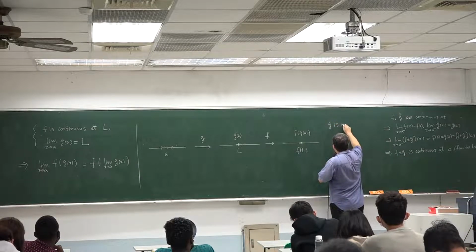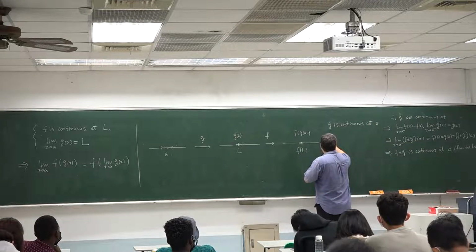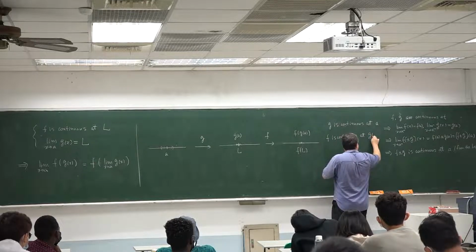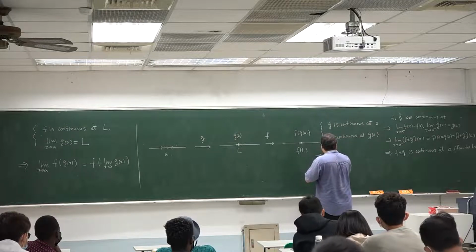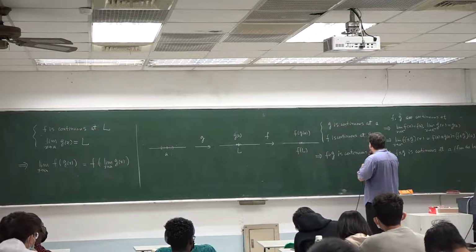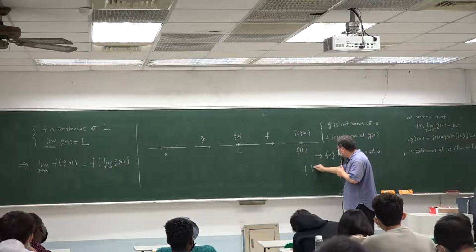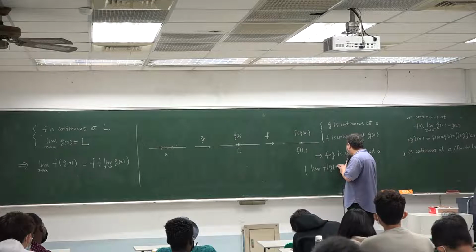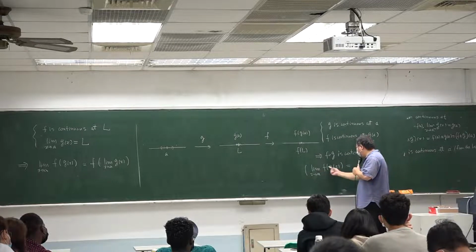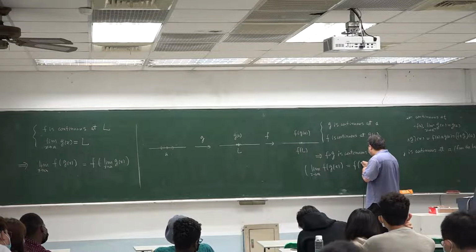If G is continuous at some number A, and F is continuous at G of A, then the conclusion is F circle G is continuous at the number A. That is, the limit of F of G of X when X approaches A equals F of the limit, putting the limit inside the parenthesis, and the limit of G of x as x approaches A is exactly G of A.